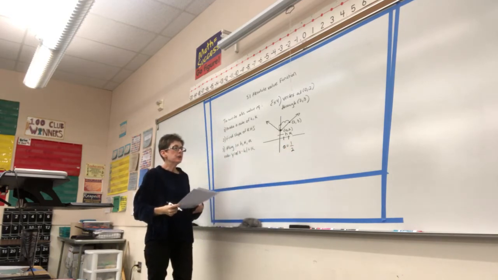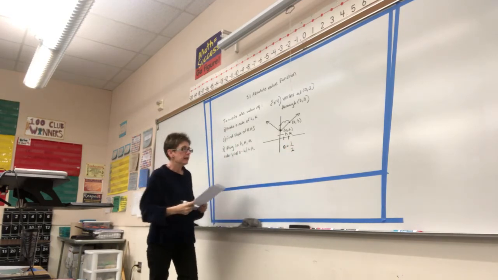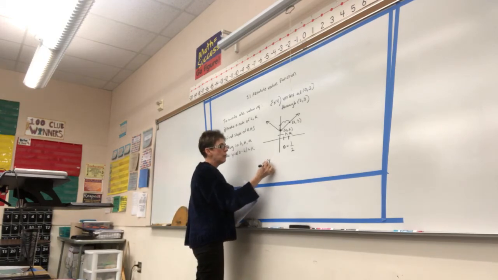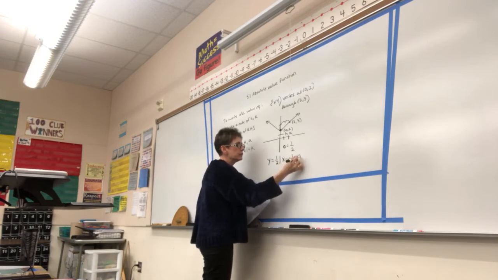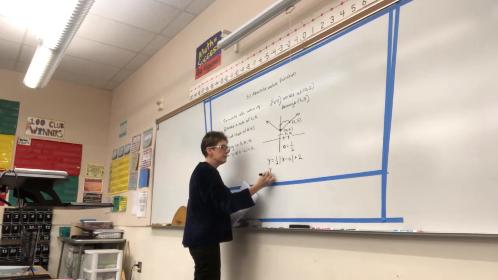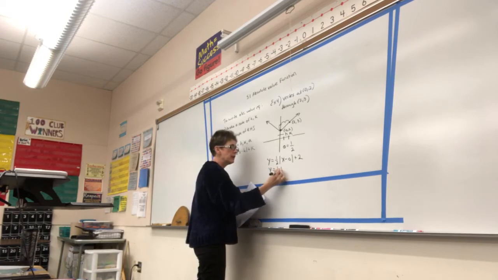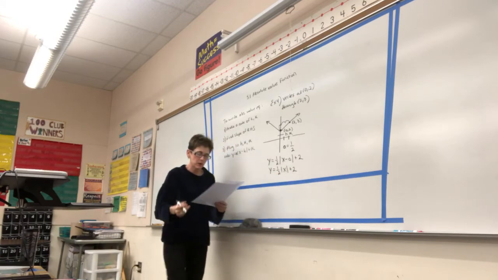So now that I know h, k, and a, I can write my function. y equals 1/2 times the absolute value of x minus 0 plus 2. I can simplify that to y equals 1/2 times the absolute value of x plus 2 if I want.